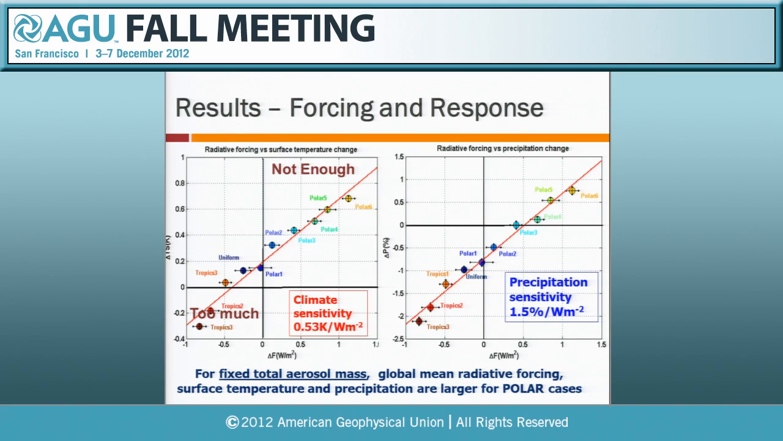It doesn't matter how you put your aerosol, the model always cares about the global mean radiative forcing. If the global mean radiative forcing is higher, you have warming. If the global mean radiative forcing is lower, you have cooling. And similarly, higher temperatures are associated with a wetter planet, and a cooler planet is associated with drier conditions.